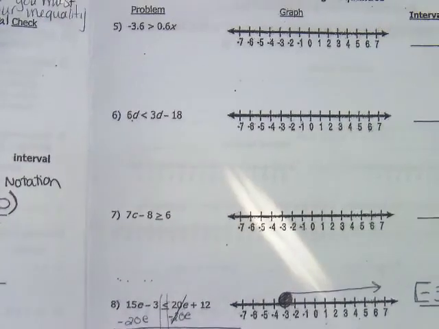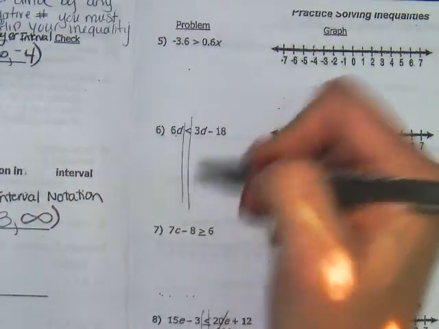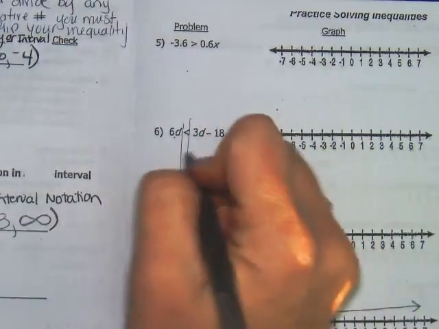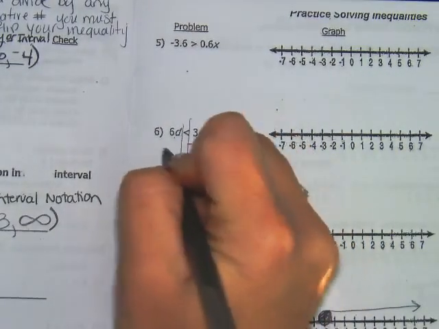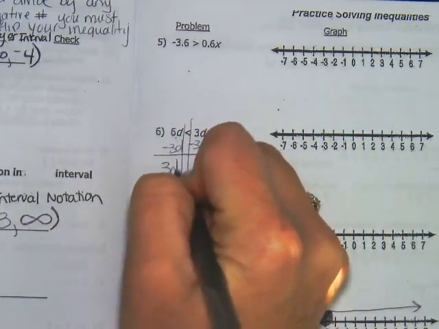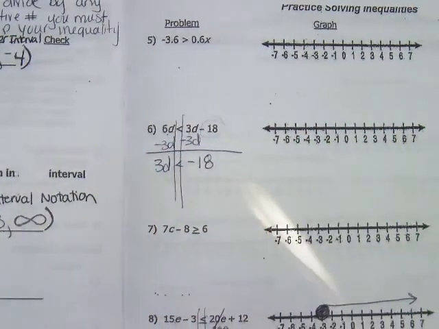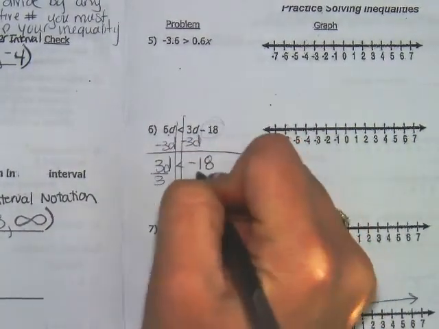Okay, and there's one more I want to do with you, and that's going to be number 6. Over here, I will draw my railroad tracks. I will move my variable to the left by taking away 3d. And that leaves me with 3d less than negative 18. Make sure you bring down the sign in front of the number. And my last step will be divide by 3.